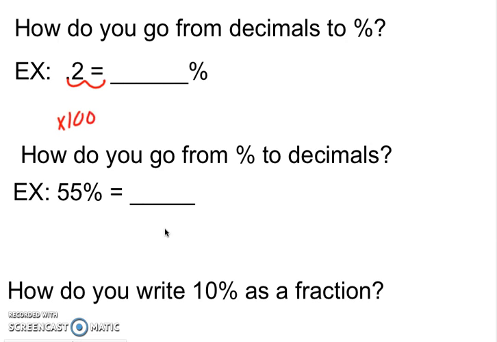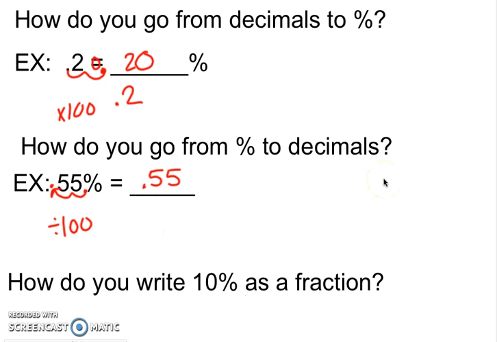So if you were to move that decimal point twice, the decimal is now here. You do fill in zeros if there are spaces. So 0.2 is the same as 20%, okay? So how do you go from percent to decimal? Then you move the decimal 2 spaces to the left or divide by 100. So now if you move your decimal there, 55% is 0.55.